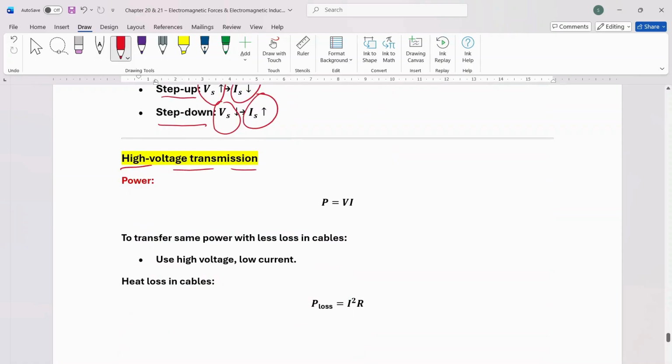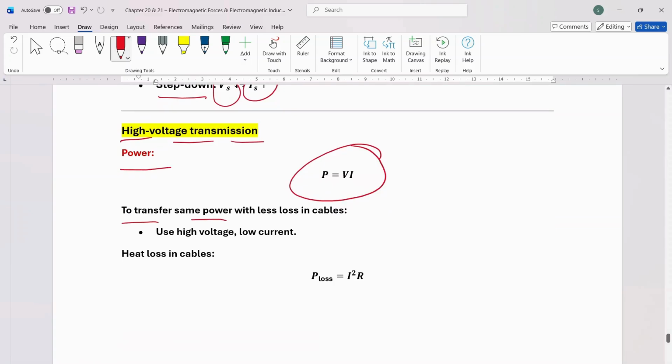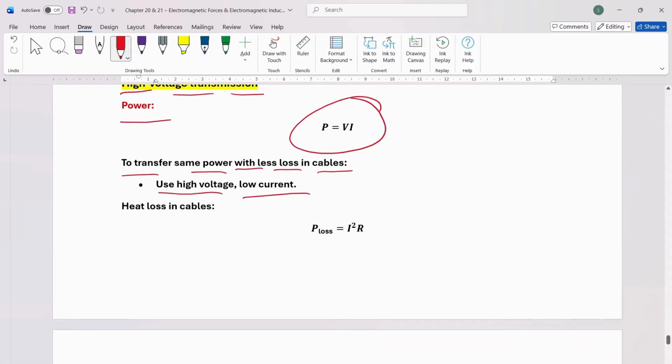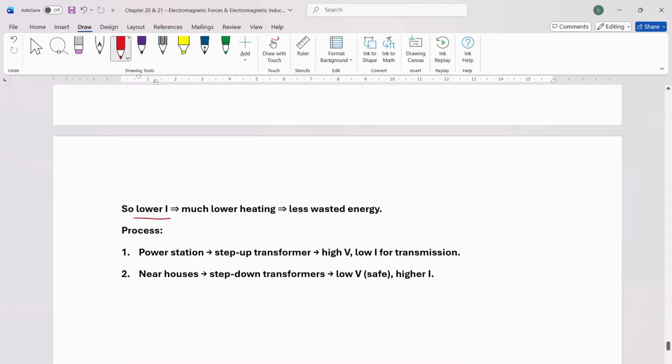We have high voltage power transmission. We have this equation and we have discussed this in our old lectures as well, in other chapters. To transfer the same power with less loss in cables, use high voltage and low current. Heat loss in cables is equal to I squared R. So a lower I means much lower heating and less wasted energy.